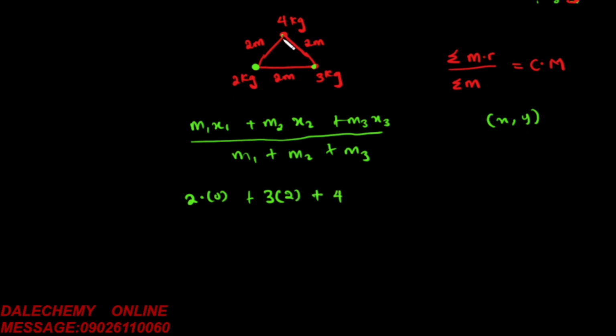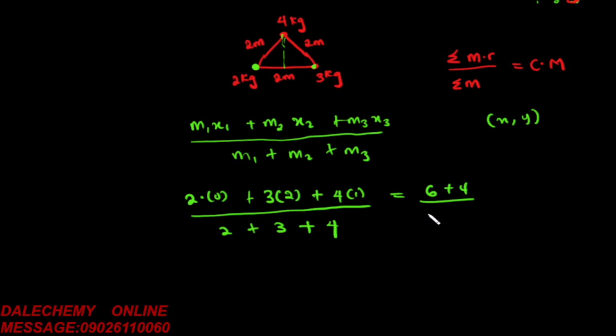Its distance, when you trace this down, should be half of this distance, so that's going to be 1. So from the x-axis, this is 1 meter away, divided by m1 is 2 plus m2 is 3 plus m3 is 4. So this is going to give us 6 plus 4 over 5 plus 4, that is 9. So we have that to be 10 over 9.